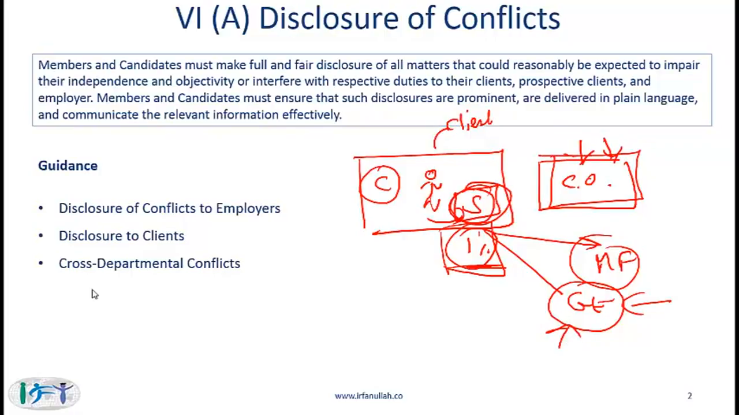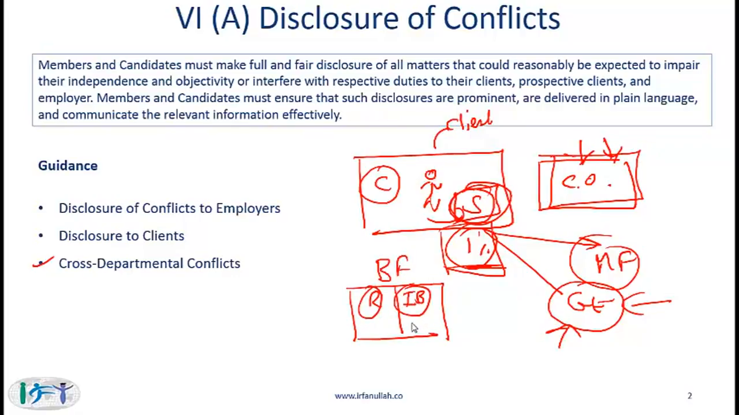And this connects with the next item, which is cross-departmental conflicts. And we've talked about this in earlier standards also. A classic scenario is that you are a research analyst at a brokerage firm. So there is the research department and then there is the investment banking department.